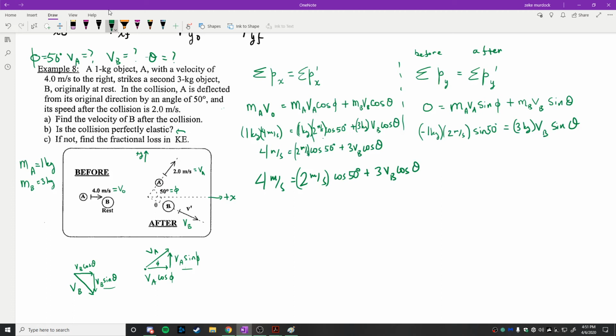Yeah, what do you guys think? How do we solve this? How do we solve for these unknowns then? What do we do?